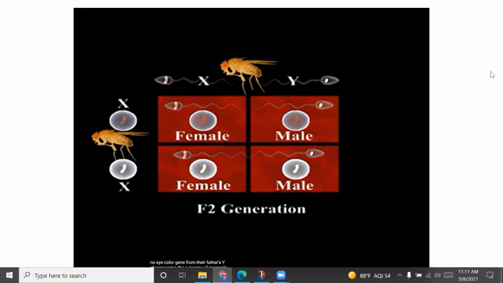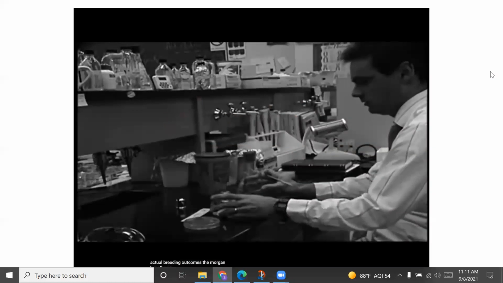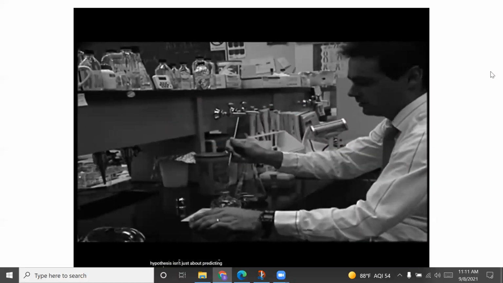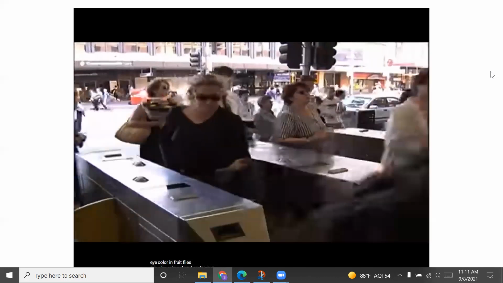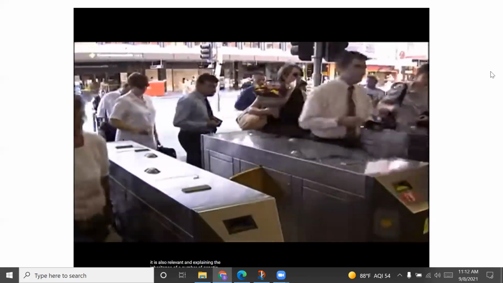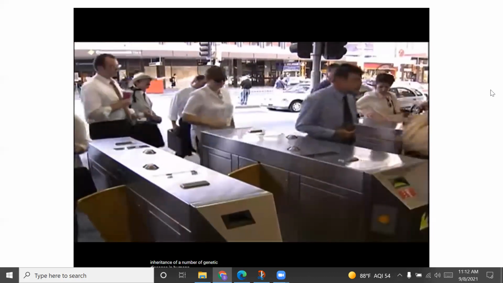The outcome of Morgan's Punnett square is consistent with the actual breeding outcomes. The Morgan hypothesis isn't just about predicting eye color in fruit flies. It is also relevant in explaining the inheritance of a number of genetic diseases in humans.